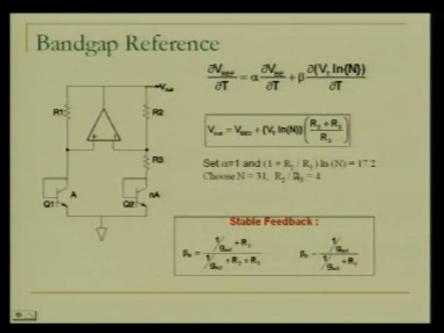So from this equation you can choose a particular value of R2 and R3 and the number of parallel devices here. For example, we can set n equals 31 and R2 by R3 equal to 4 to get this expression value to be equal to 17.2, right. In that case we can say that this reference voltage is independent of temperature.